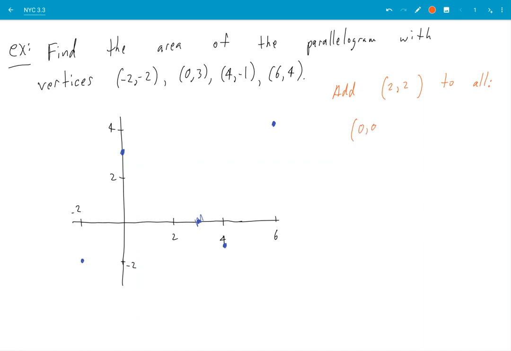So what do I get? I get 0, 0. 2, 5. 6, 1. And 8, 6. Okay, so what does that give me? It gives me a dot here. 2, 5 is, where's that? About here. And then the 6, 1 would be about here. And then the 8, 6 would be roughly 8, and then up here. So I get this parallelogram like this.